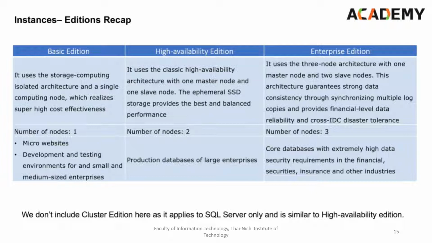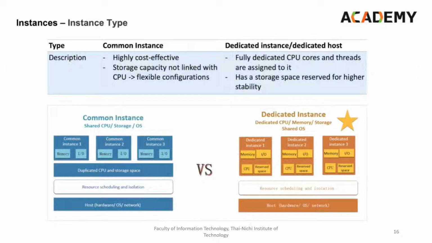It uses a 3-node architecture with a master node and 2 slave nodes. This architecture guarantees strong data consistency through synchronizing multiple log copies and provides financial level data reliability, with cross IDC disaster tolerance. This kind of RDS instance is used for core databases with extremely high data security requirements, for financial securities, insurance, and other industries, like even for health record management, or many other applications.